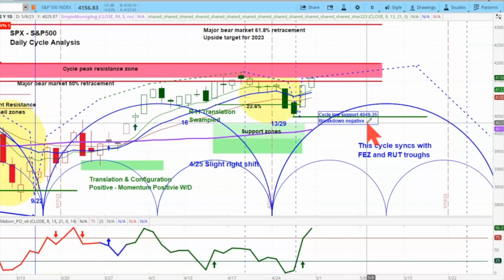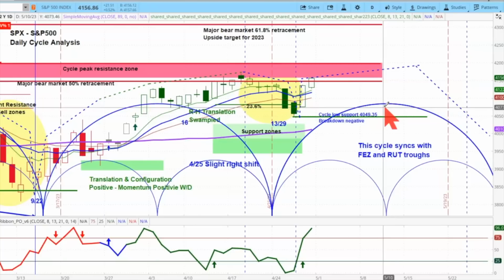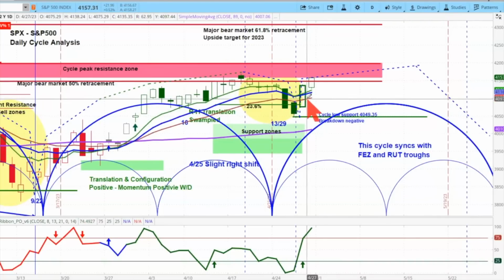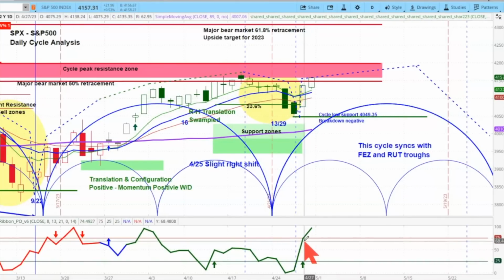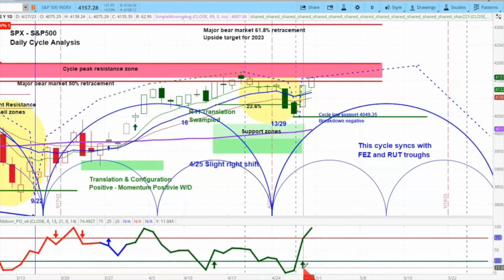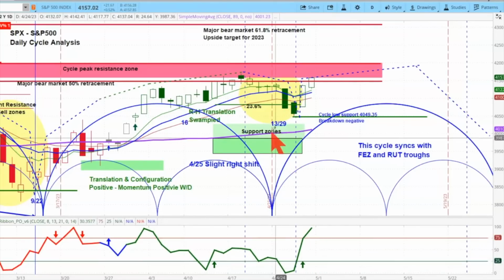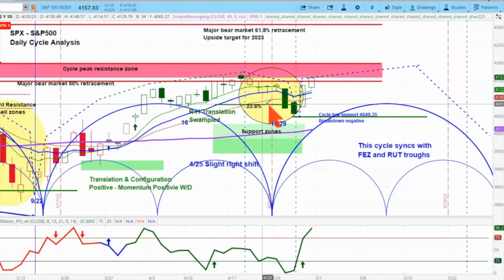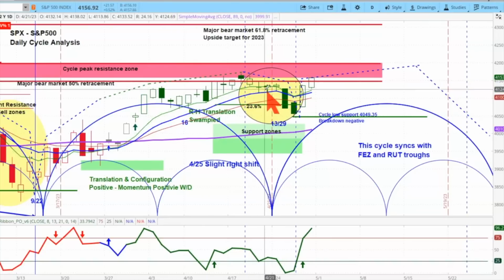A breakdown to that level would be negative. It would say that this cycle is underway on the downside. Until that happens, everything is rising. Daily momentum rising, slim ribbon PO giving you bullish signals, weekly momentum rising, getting support right over here, and the configuration is very bullish as it only had this minor decline.